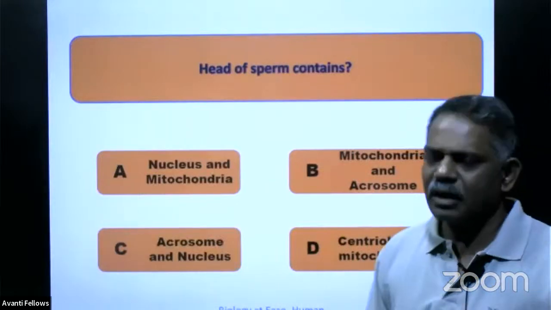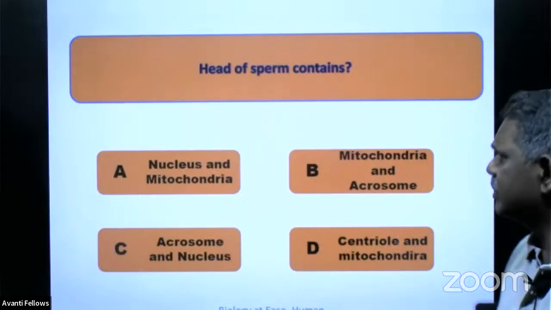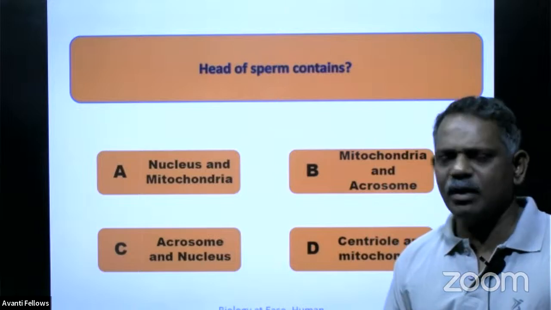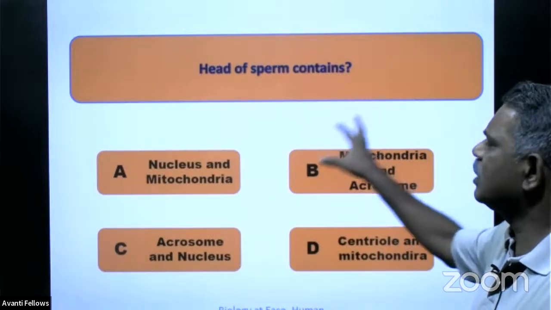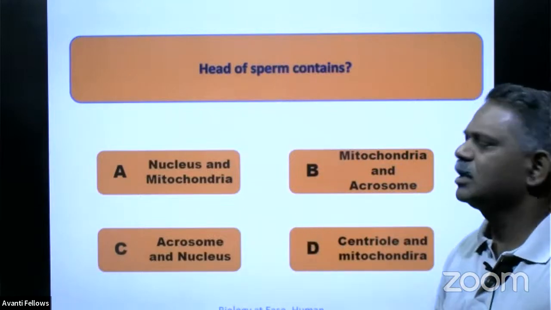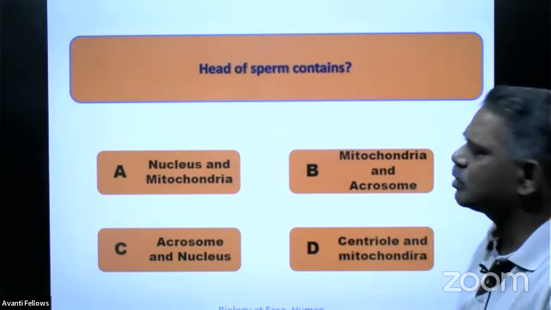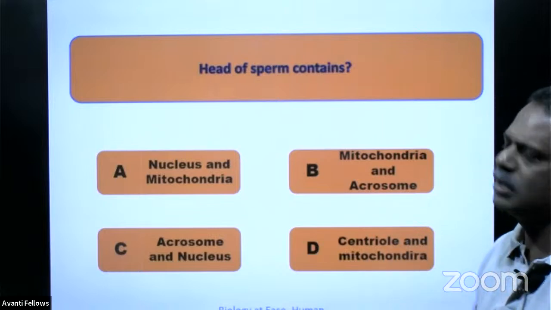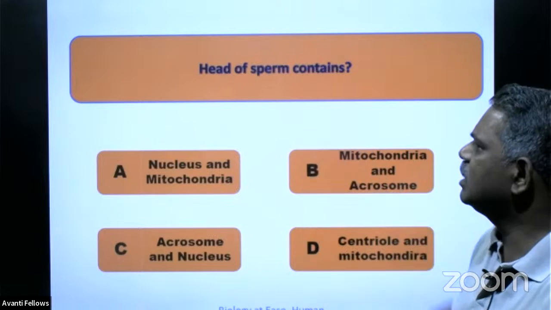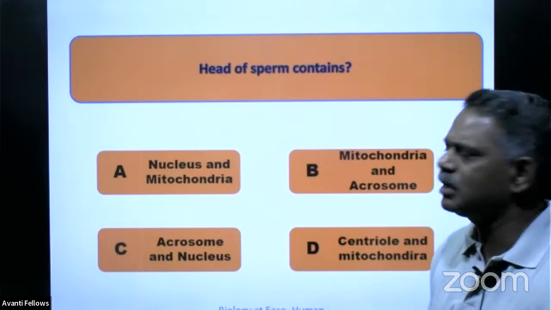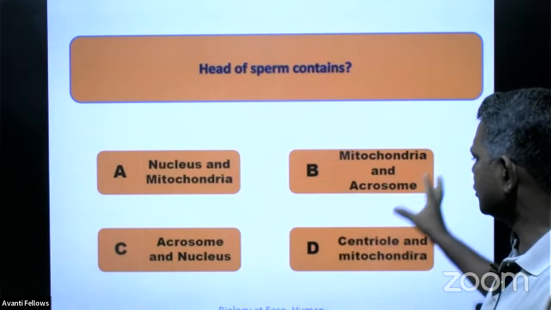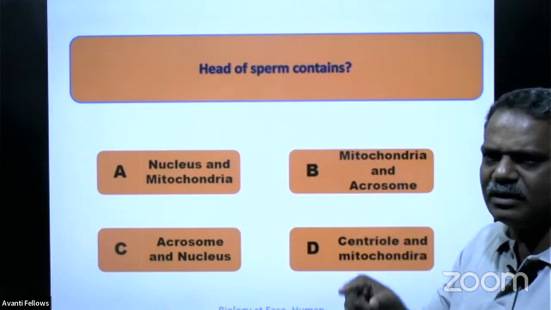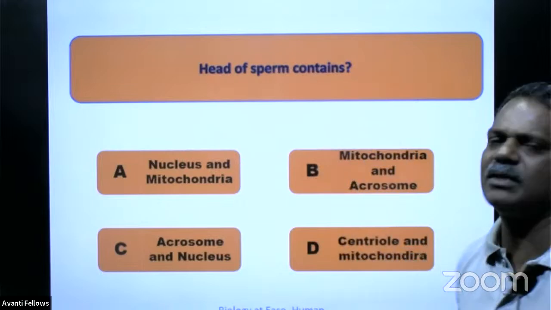Then another question related to the structure of the sperm, the male reproductive gamete, spermatozoa. The head of the sperm attacks the membrane of the ovum with its head only. And the head of the sperm contains: nucleus and mitochondria; then mitochondria and acrosome; then acrosome and nucleus; and centriole and mitochondria. These are the 4 options given here. Find out the correct option. We have seen in detail the structure of the sperm; concentrate on the head region of the sperm and find out the part.